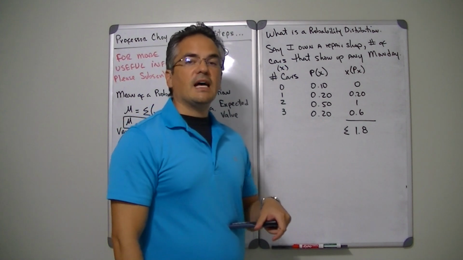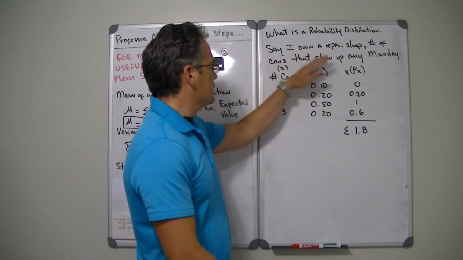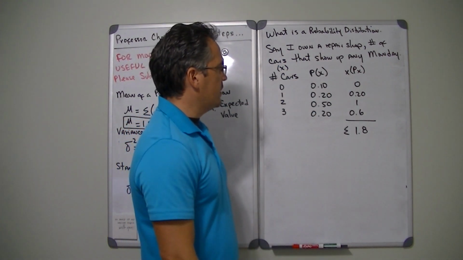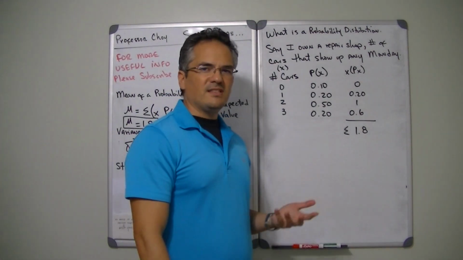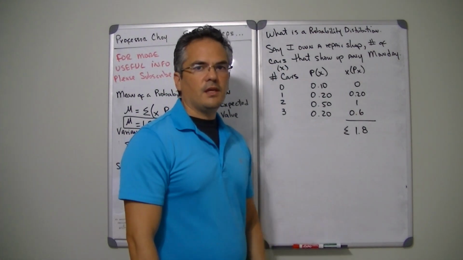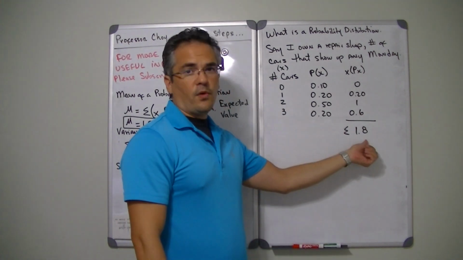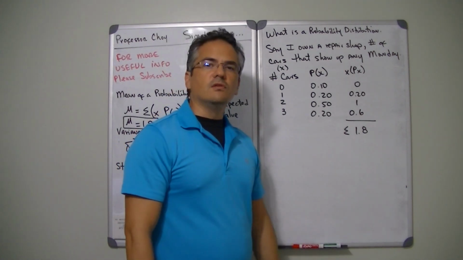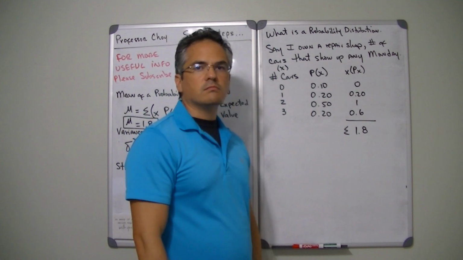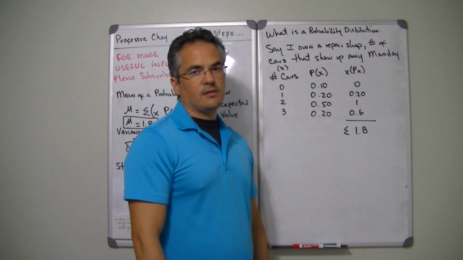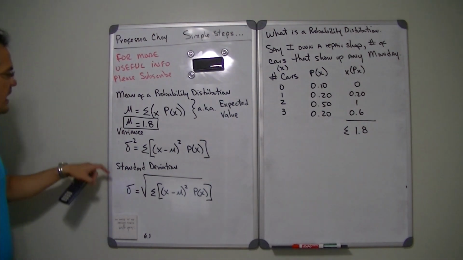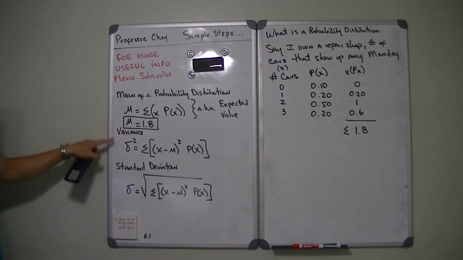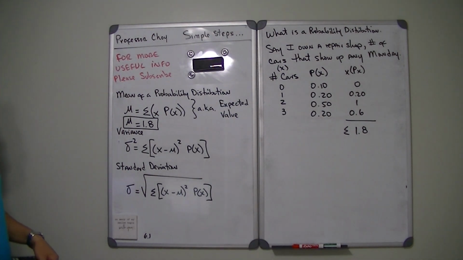So if somebody asks you, using this example of how many cars you get on a Monday and the probability that they show up on a Monday, what is the expected amount of cars on a Monday? You can say 1.8 if you want to be exact, or you could say around 2. That's how many cars you expect on a Monday. Alright, now let's take a look at how we do the variance and how we do the standard deviation using the same information.